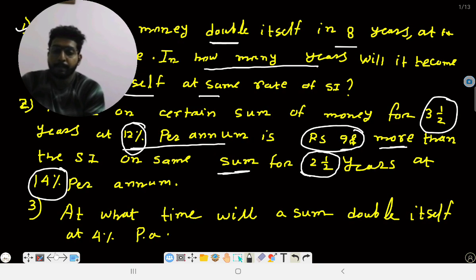The question number 2 is done. Here you have to find the sum only. So the sum is here 1400. Now we'll go to question number 3. Now question number 3, what is given here?